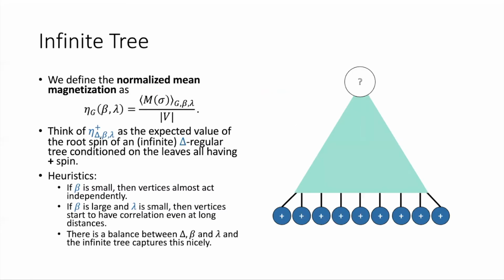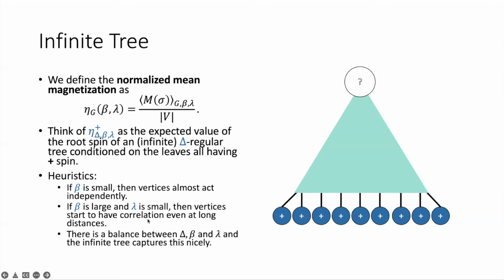To model this, one can root a tree at a particular vertex and take more or less a BFS away from it of infinite or arbitrary length, and reason about how influenced that root vertex is by things that are so far away. You can picture this infinite d-regular tree and say, okay, I am here. If I know that at the end of my neighborhood tree everything is plus, I might ask, what is my probability of being plus? And that's where we get this eta plus delta beta lambda term.